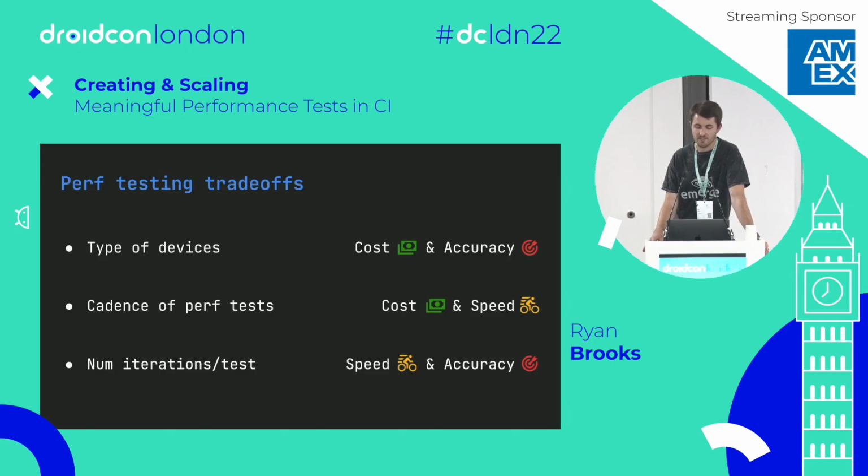So there's many levers that you can pull and adjust to fit your team and org's needs. The type of device you choose to test on might affect cost and accuracy of your perf testing. If you wanted to test on the latest and greatest Pixel 7s, that's going to cost a lot of money to get enough Pixel 7s to run all your performance tests on. And also might not represent the diverse spread of devices that your users will actually use.